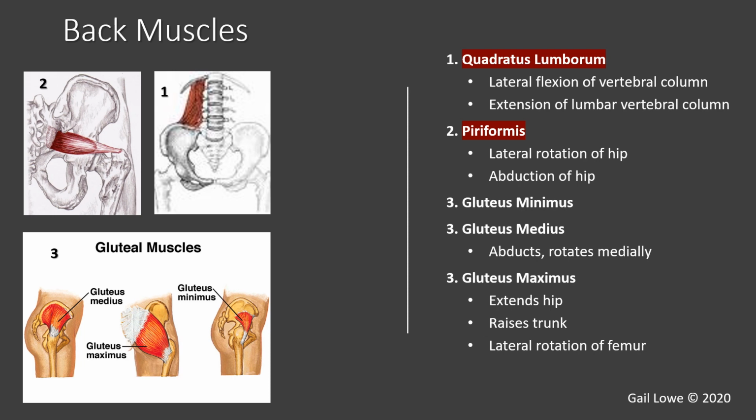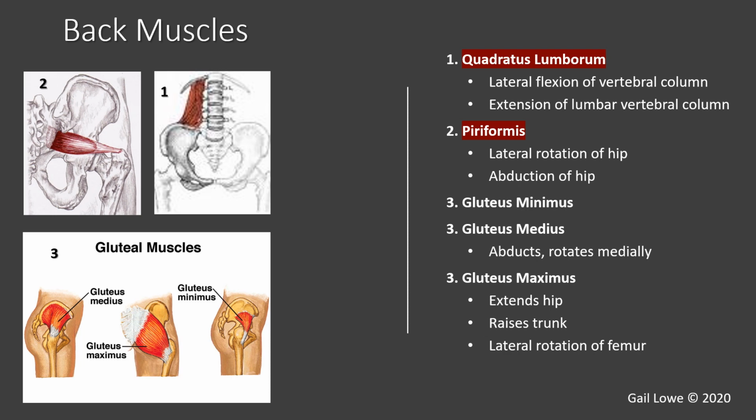These muscles are in the lower back. And if you repeat after me, we have quadratus lumborum, piriformis, gluteus minimus, gluteus medius, and gluteus maximus.